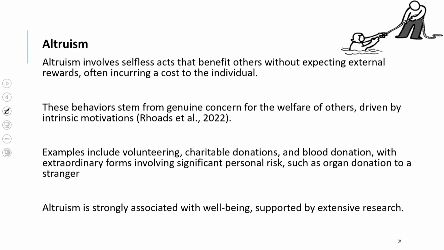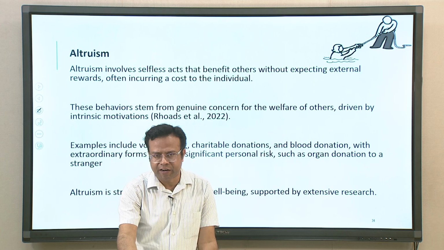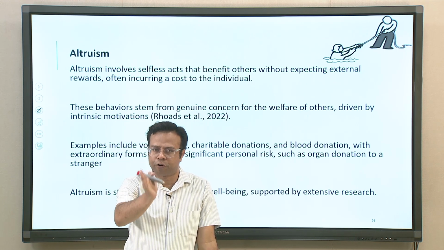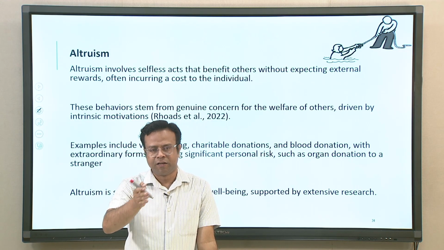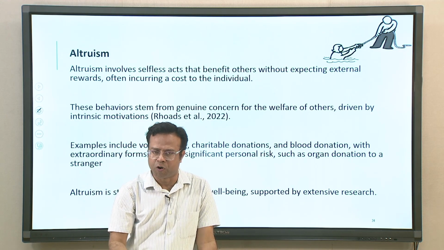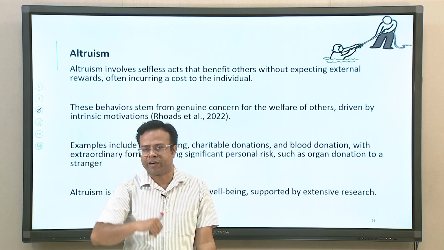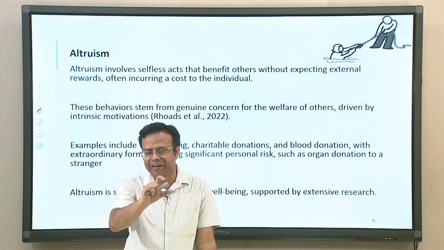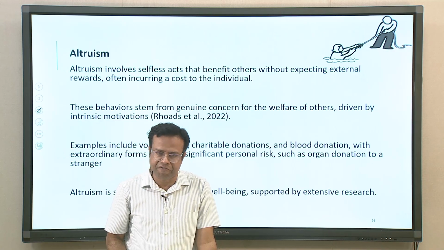Altruism we have already defined. It is a particular type of prosocial behavior where there is an intention to benefit another individual without any expectation of return. That is a pure prosocial behavior in that sense. Your intention is just to help someone and you are not expecting anything out of it. So, that is called altruism. More technically, this is called altruistic behavior.